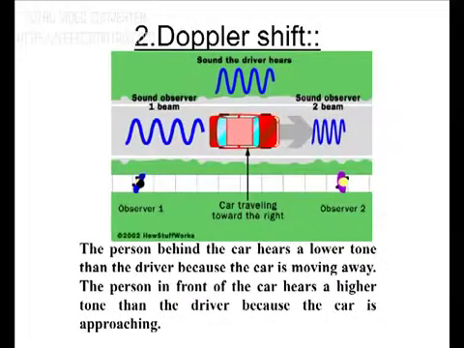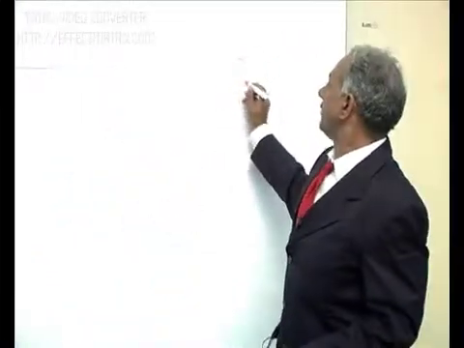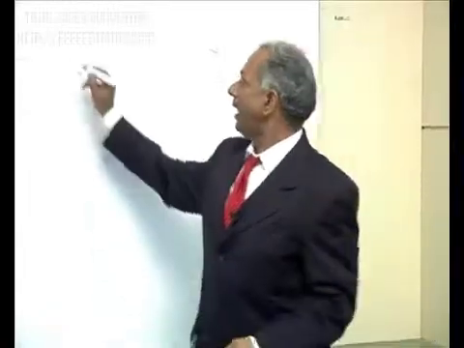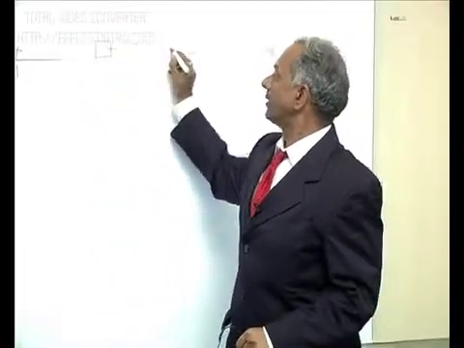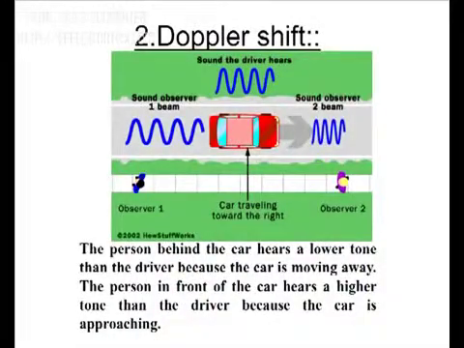The second one which we are going to see is the Doppler shift. Suppose there are two people at the two ends of a road and a car is moving from one end of the road to the other, and the driver is blowing the horn. What's going to happen? Just imagine. Let me give you the picture again. There is a road. At one end there is one observer, and there is another observer at the other end. The car is moving from here to here, and the driver is blowing the horn. What do you observe?